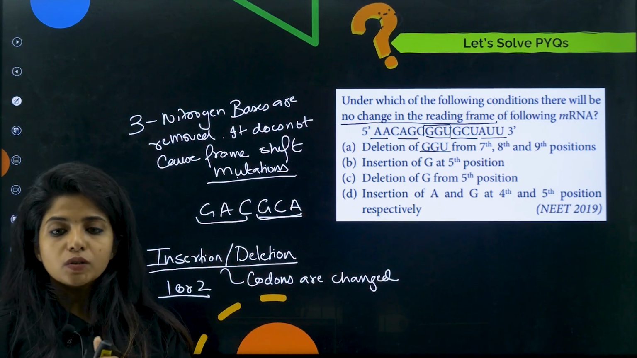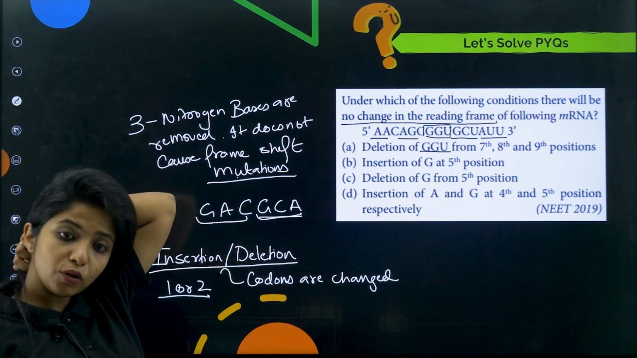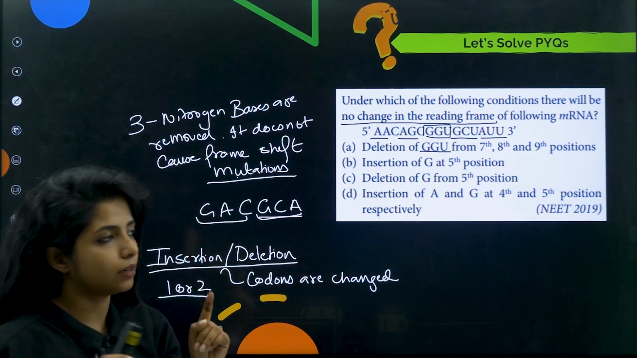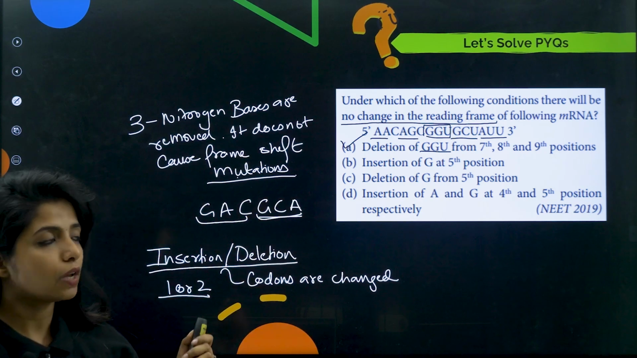Even though that particular amino acid is not formed, the frame is not changed. Mutation will happen for sure, but that frame is not changed. You have to understand that. So the answer will be this. Okay, this came in NEET 2019.